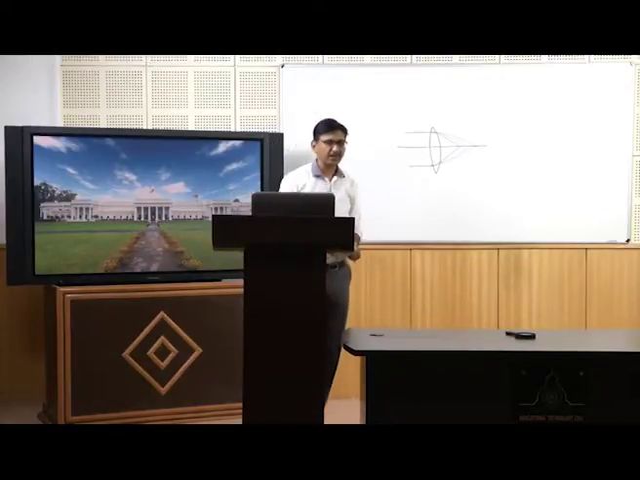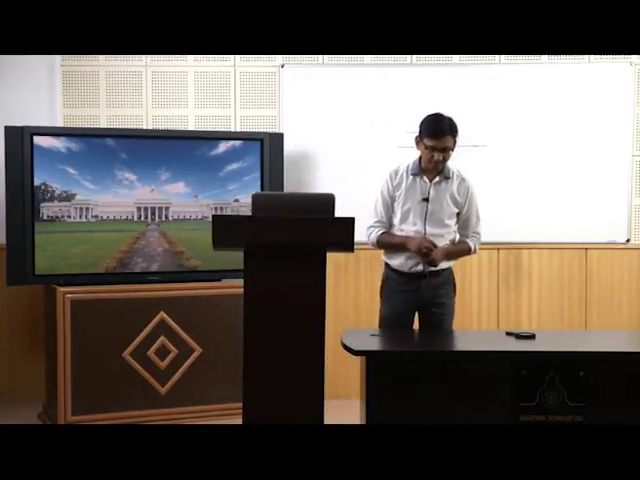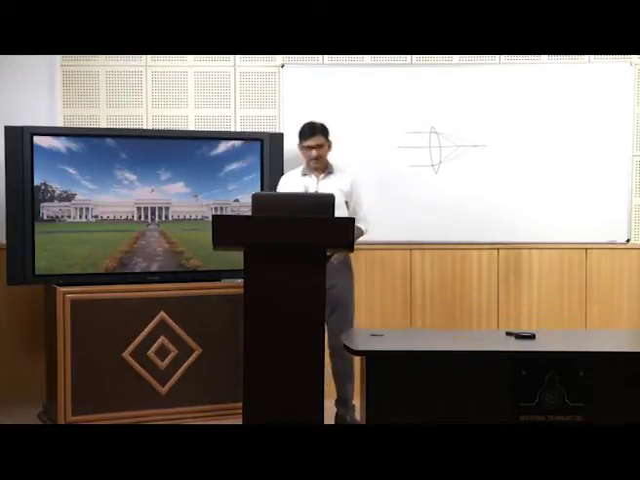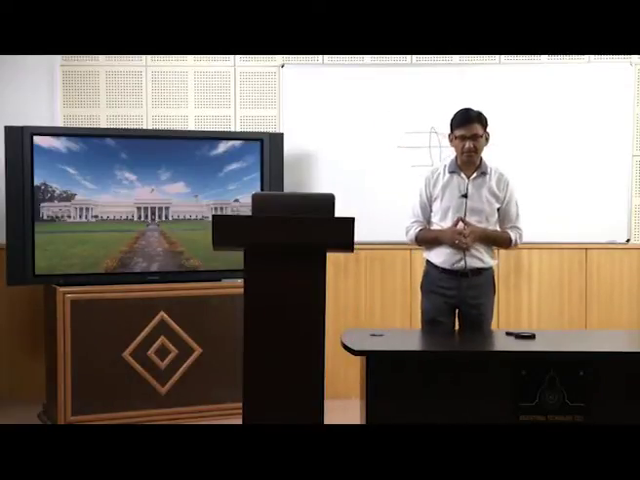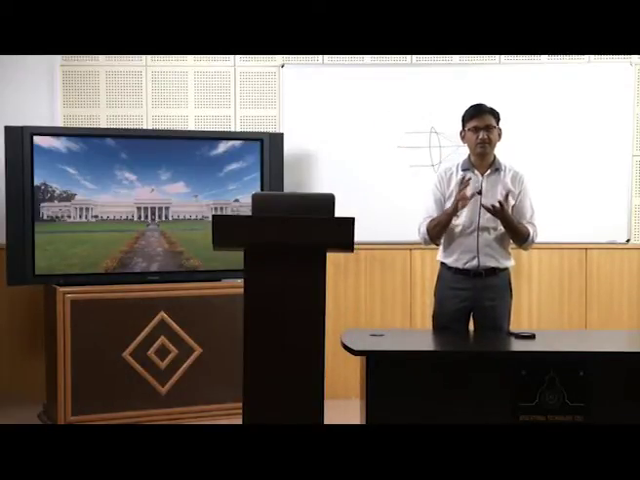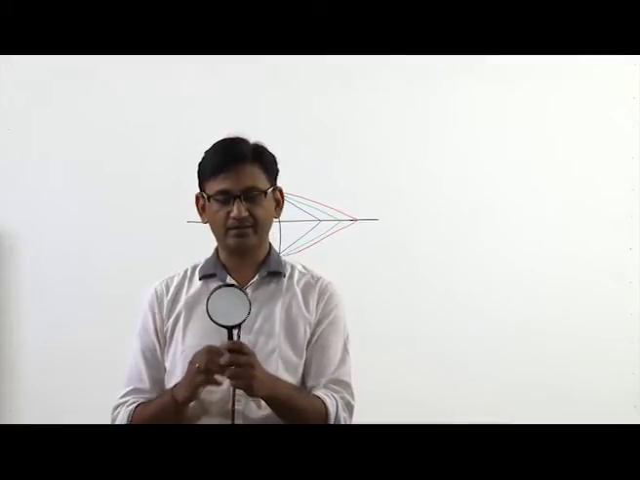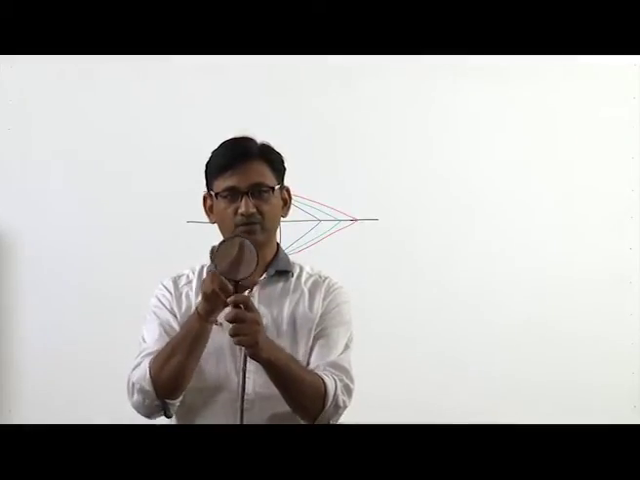The next one is astigmatism. In this, depending upon the plane through which the rays are passing, the focal point will change. Let us take, for example, this lens. If my image is going through this vertical plane, that will have a different focal point than the image which is going through this horizontal plane. So, it will have a different focal point.